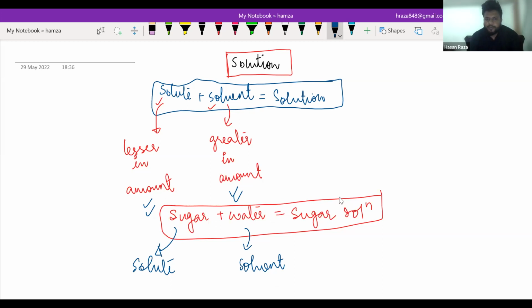But there is another method to recognize whether it is solute or solvent: just go for physical state. You know that sugar is solid, water is liquid, but can you tell me what is the physical state of sugar solution? Hamza, what is the physical state of sugar solution?